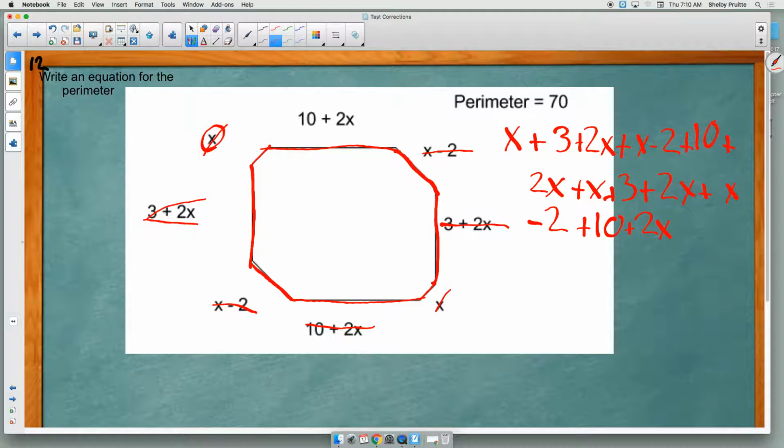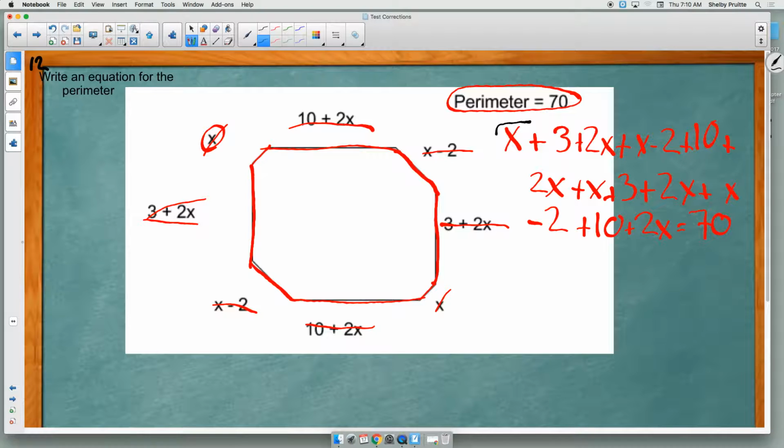One step that will make this easier is to start by combining our like terms. But a lot of people forgot that they tell me what the perimeter is. So when I add up all my sides, I have to set it equal to what the perimeter is, which in this case is 70. It looks kind of jumbled, so we're going to combine our like terms first.